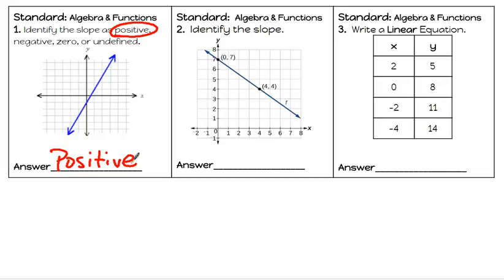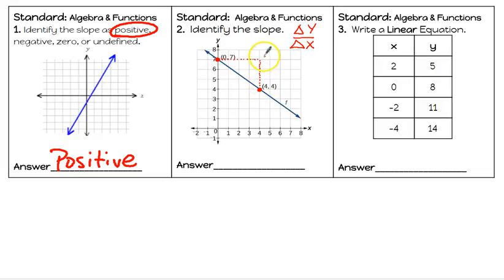Number 2, identify the slope. The slope, again, is the rate of change, and we can identify that with the change of y over the change of x. We have one point here. We have another point here that is on the crosshair. Our rise, we take this up until it's even with the other dot, and we take this over until it touches the dot.